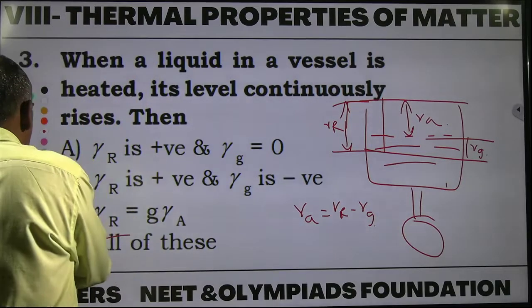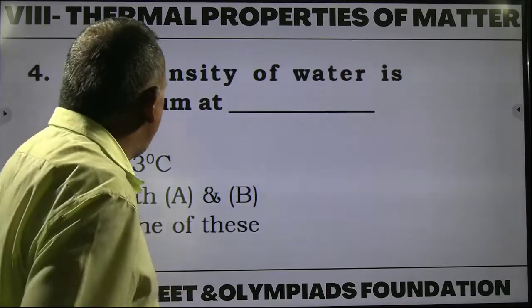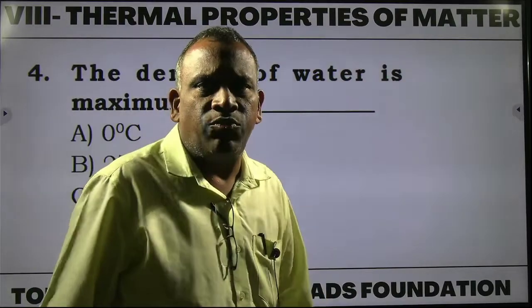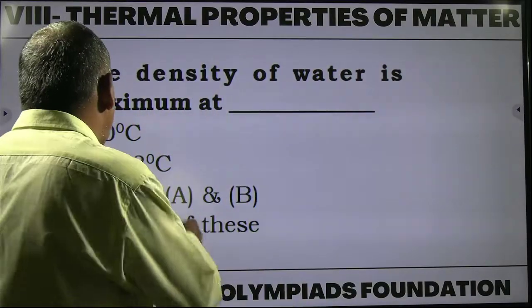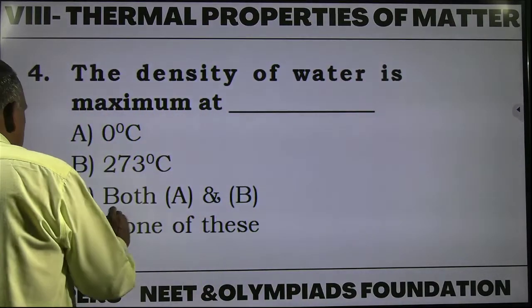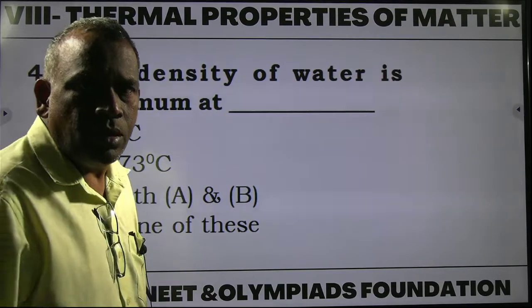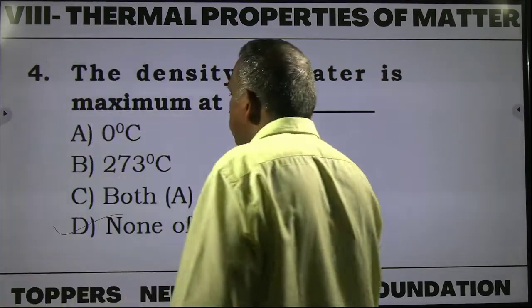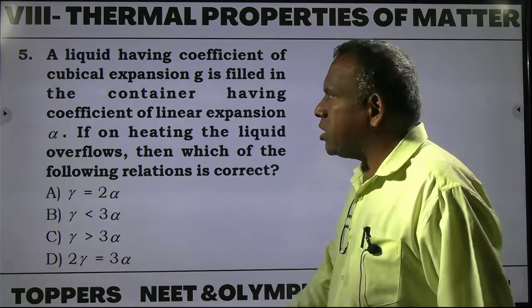Coming to the next question: the density of water is maximum at 4 degrees centigrade, but in the given options 4 degrees is not there. That's why option D is correct. The options range from 0 degrees to 73 degrees, all these are there.